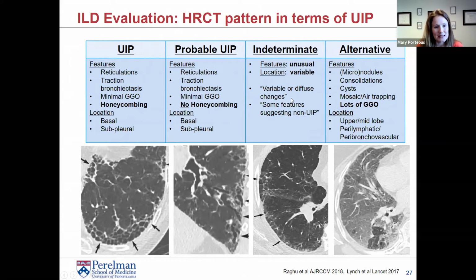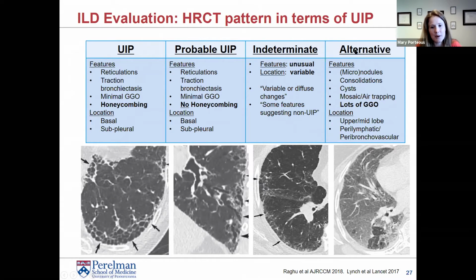Indeterminate is where there are unusual features. They may be subpleural predominant, may have less than 5% lung involvement, and there are some features that are suggestive of a non-UIP. So maybe there's some axial extension, but not enough to say this totally doesn't look like IPF, or excuse me, UIP.